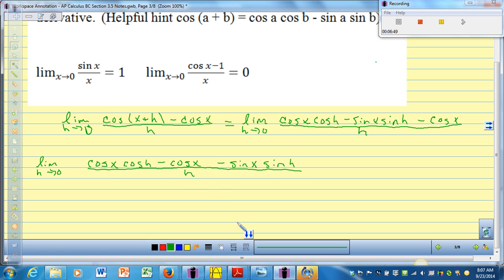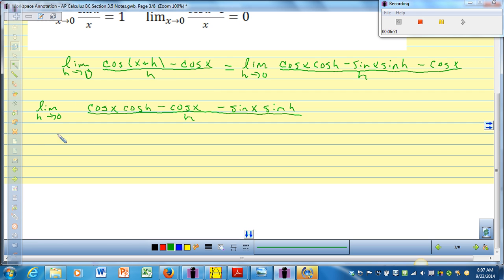All over h. We'll do our little separating. Limit as h goes to 0. And I'm going to factor out at the same time cosine x times cosine h minus 1 over h, minus the limit as h goes to 0 of sine x times sine of h over h, like that. So now we can clearly see our special limit.